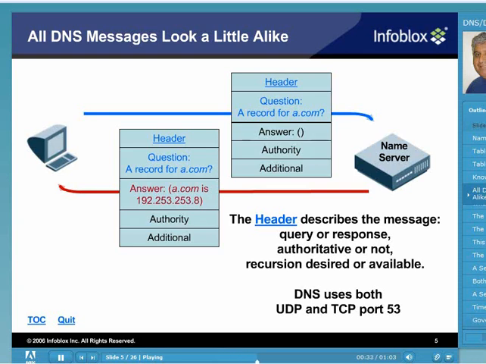Click on the header link to learn more about how the header describes the message, whether it's a query or response, whether the message is authoritative or not, or other attributes like whether recursive processing of the query is desired or available. In terms of TCP/IP, DNS uses UDP port 53 in most of its communications. If that fails, it can use TCP through the same port. TCP is used mainly for zone transfers.